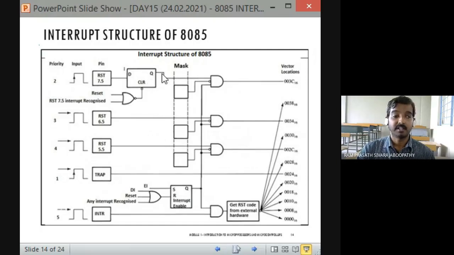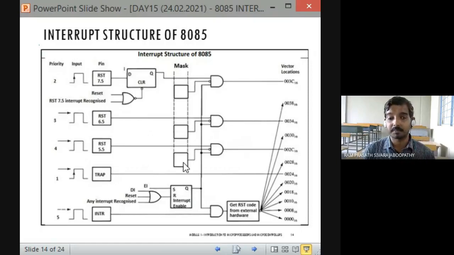Fine. The next thing is mask bits. Clearly you can see there is one bit available here. This we call M7.5. Here it is not mentioned, so kindly note down: M7.5, M6.5, M5.5. Whenever this particular bit is 1, the corresponding interrupt gets masked. That's why these interrupts are called maskable interrupts. RST 7.5, 6.5, 5.5 have individual mask bits.